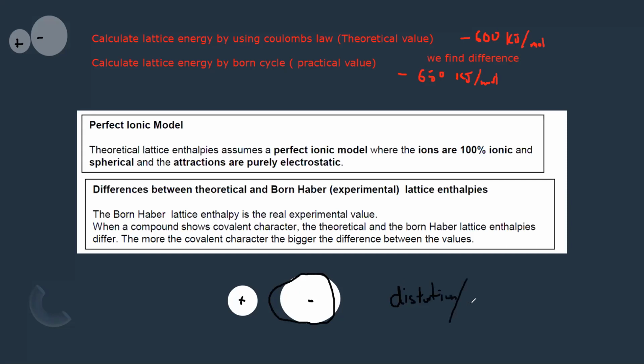So in reality, in practice, the ions are not perfect spheres. There is a polarization that occurs. The ions lose their spherical shape, and they come closer to each other as compared to when we calculate theoretically. That's why the practical lattice energy is always higher than the theoretical lattice energy.